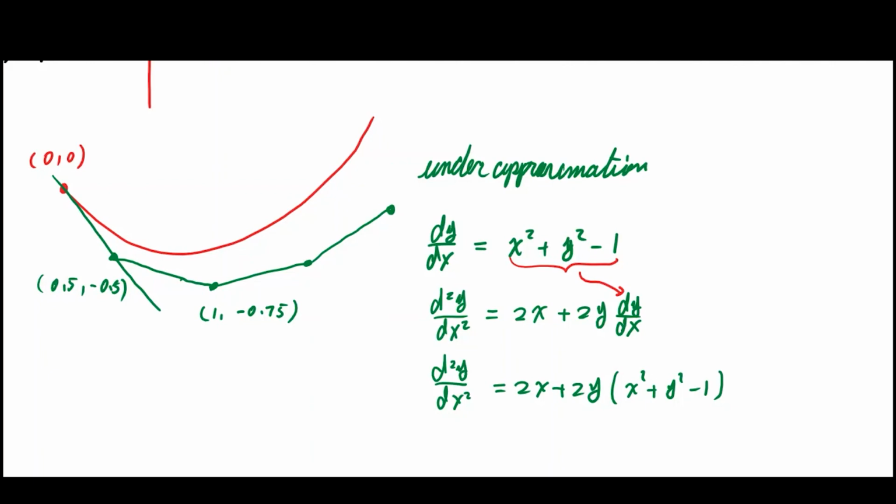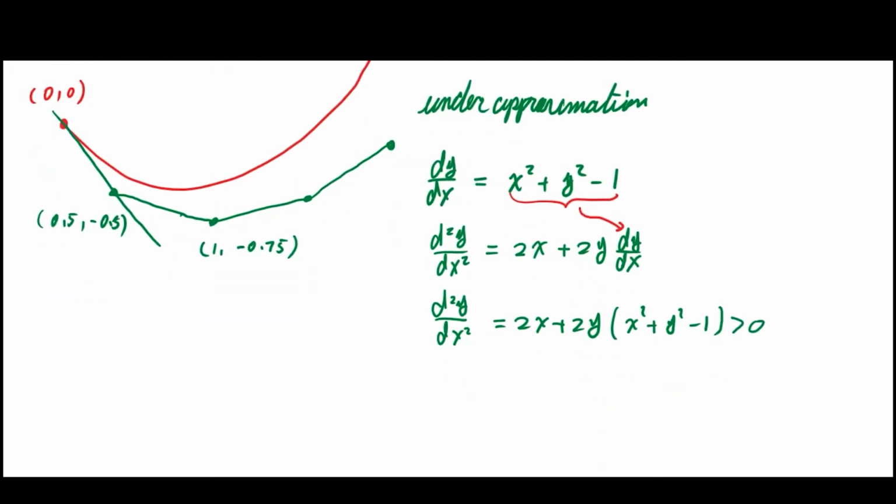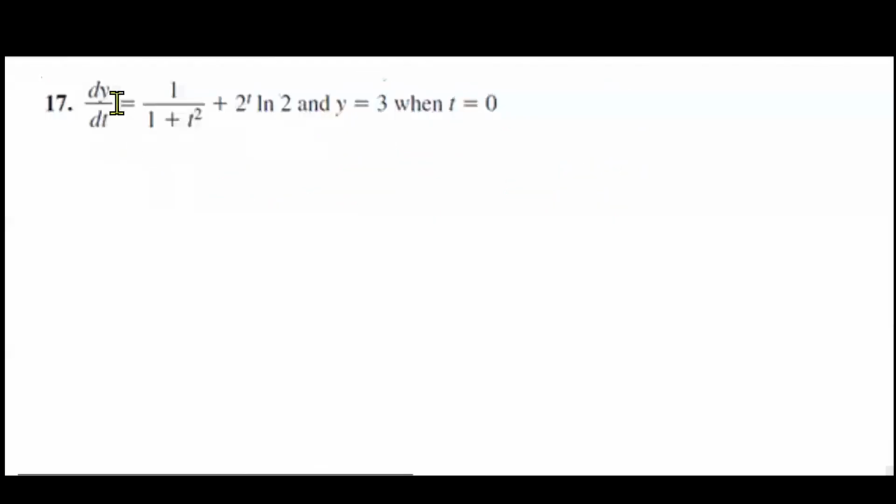Okay, as long as we have any xy value not equal to 0, then you can see we can plug it in and tell whether this is positive or not. And in this case, they all turn out to be positive in all these values. So this becomes positive. Therefore, we have concave up. And thus, this whole thing is an under approximation. Now, we have to find the antiderivative of this.